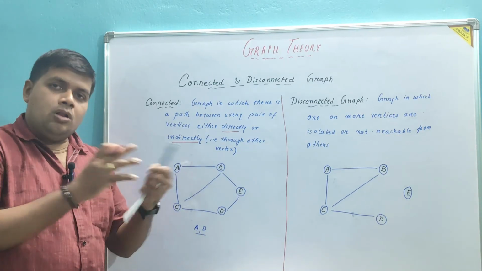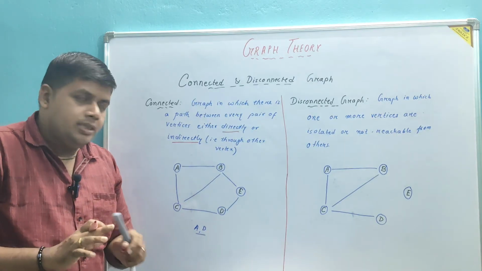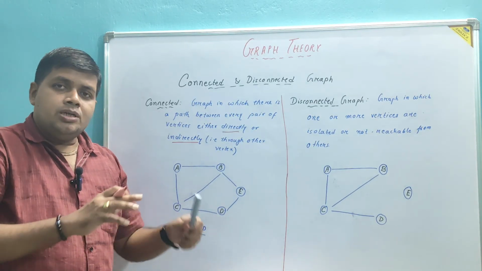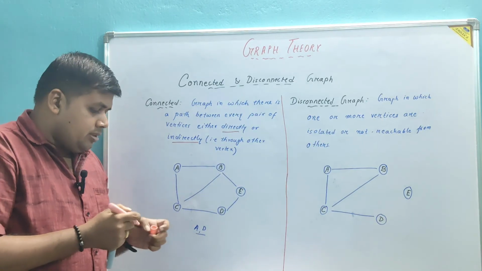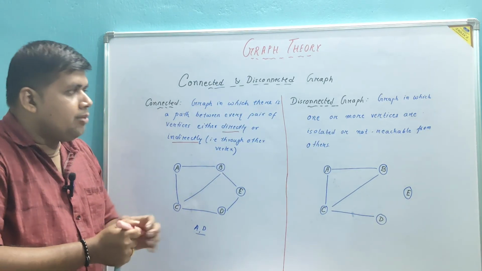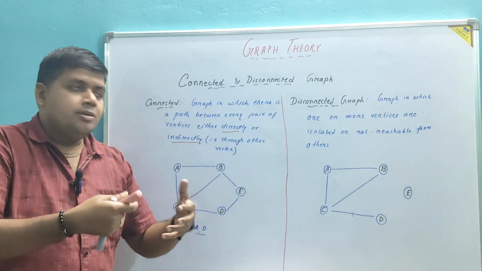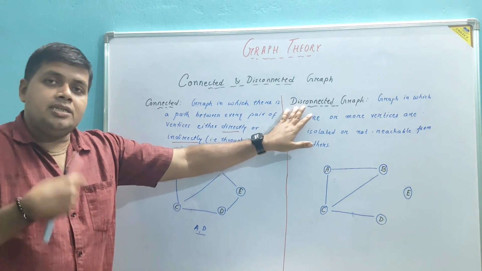Almost all the graphs are connected, most of the graphs are connected. However, in some cases we find that some graphs become disconnected. Disconnected means there is some location or some node or some device which doesn't have any connection with the other devices. In that case, it is called a disconnected graph.